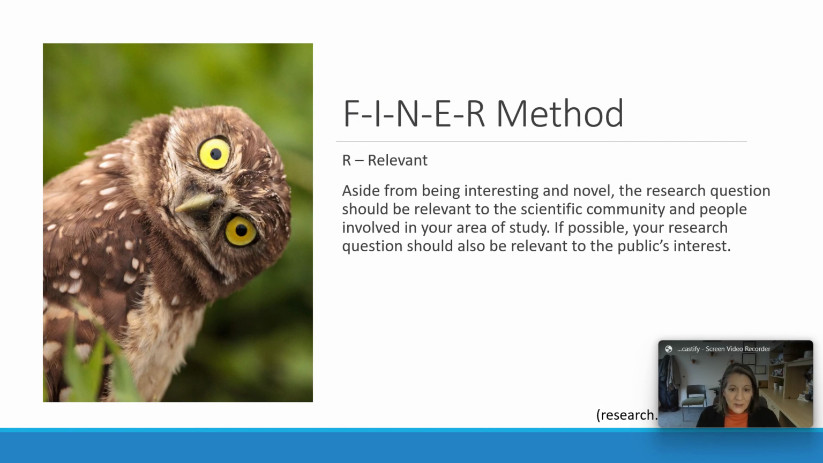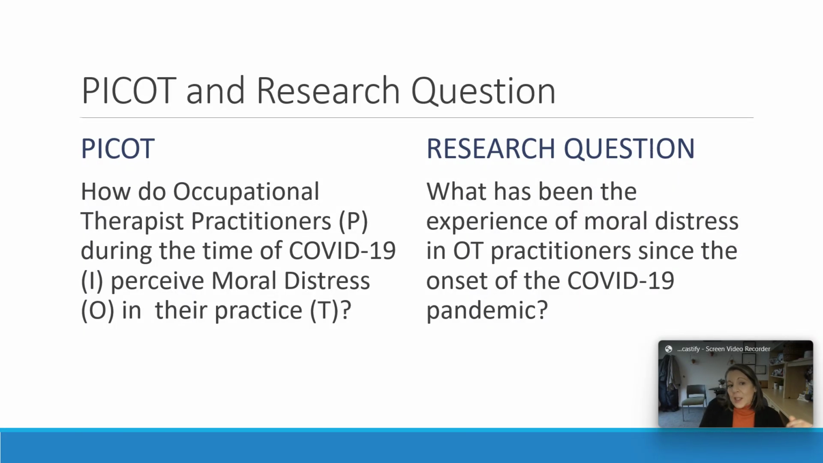And relevant. Okay, so it needs to be feasible, interesting, novel, ethical, and relevant. The research question needs to be relevant to the scientific community. It could be an interesting factoid, but if it's not relevant to, say, improving the state of our clients, then maybe it's not worth our time as a research interest. It needs to be relevant to the public's interest or to the community's interest, such as the community of occupational therapists.